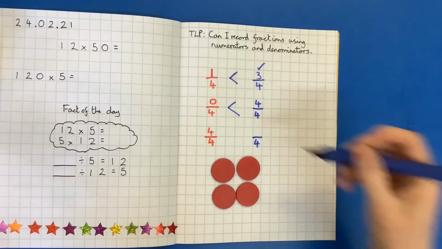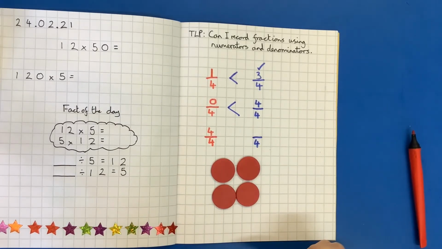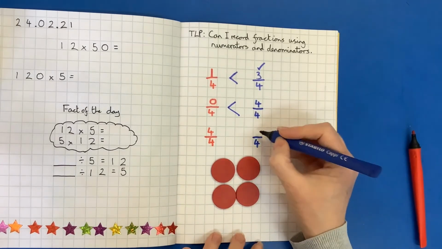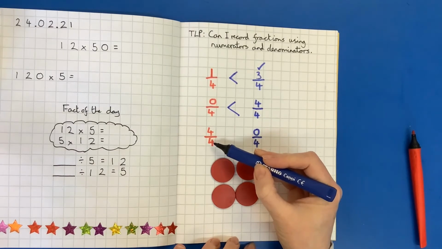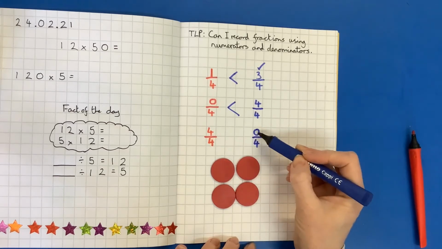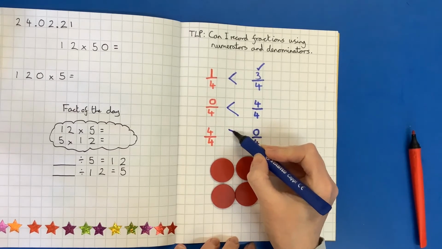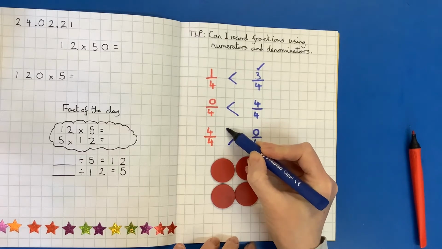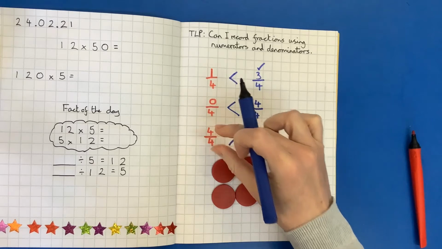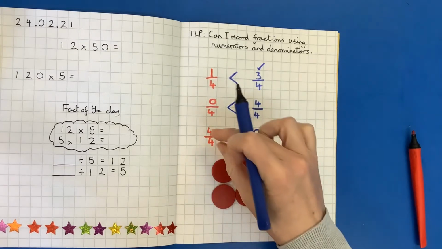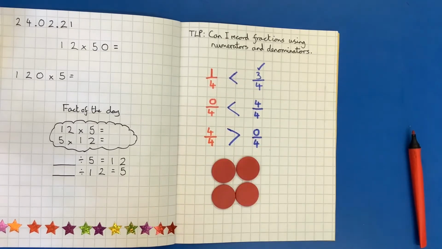So, of course, now we have to fill in the numerator for blue counters. How many of my counters are blue this time? It's 0. So, 4 quarters are greater than 0 quarters. So this time, I need to put my symbol the other way round because this is the greater number. It is the larger number. So 4 quarters are larger than 0 quarters, of course.